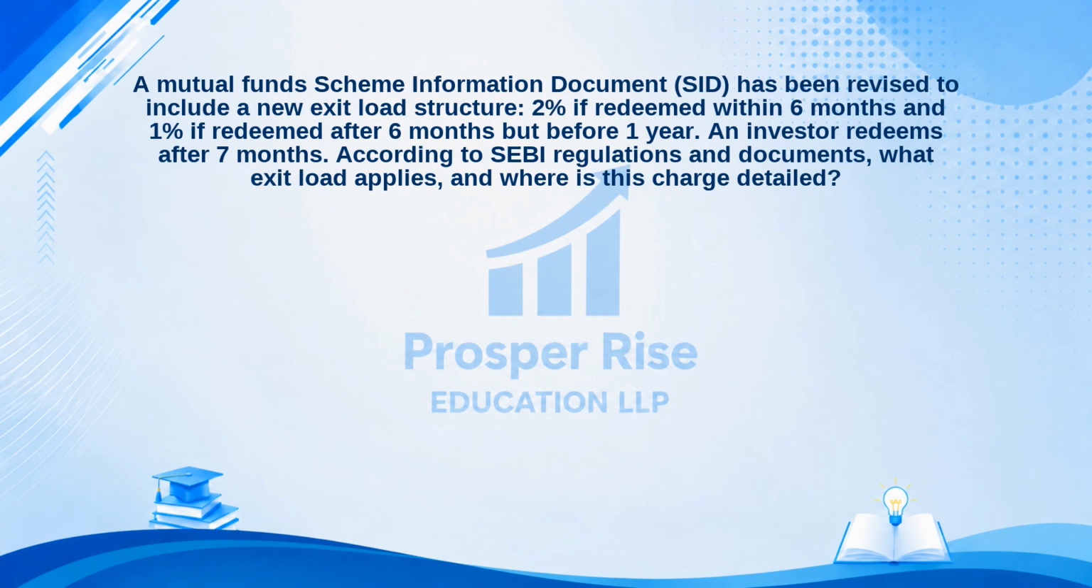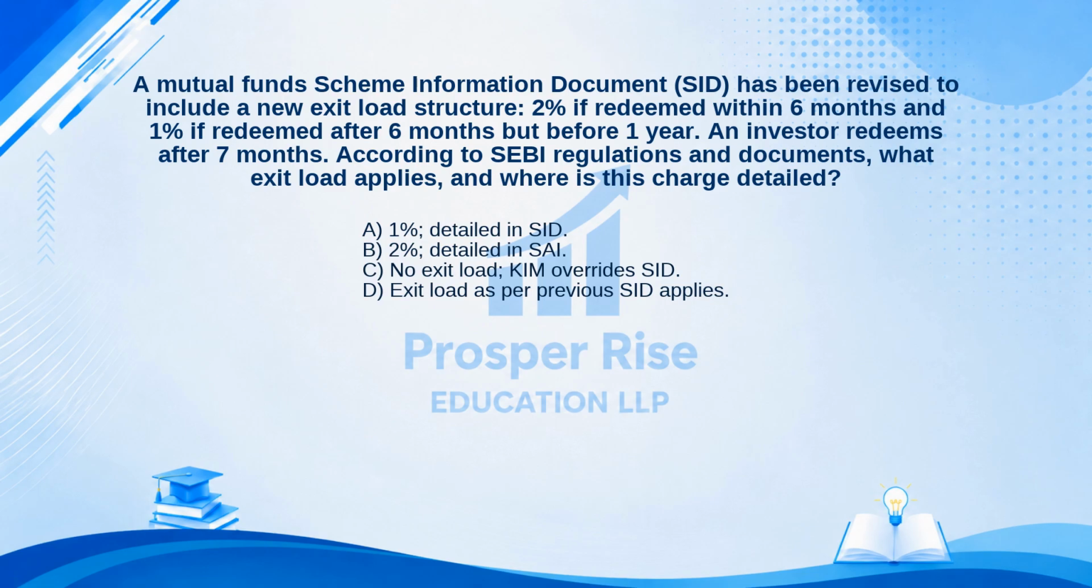Here is another practice question. A mutual fund scheme information document, SID, has been revised to include a new exit load structure: 2% if redeemed within 6 months and 1% if redeemed after 6 months but before 1 year. An investor redeems after 7 months. According to SEBI regulations and documents, what exit load applies and where is this charge detailed?